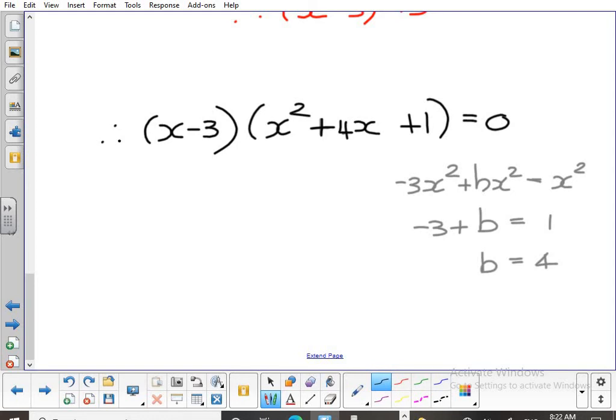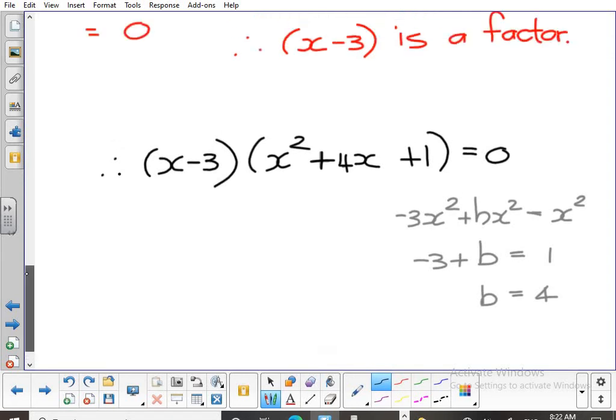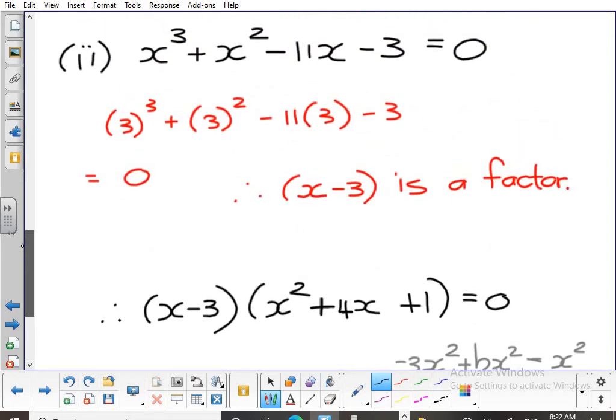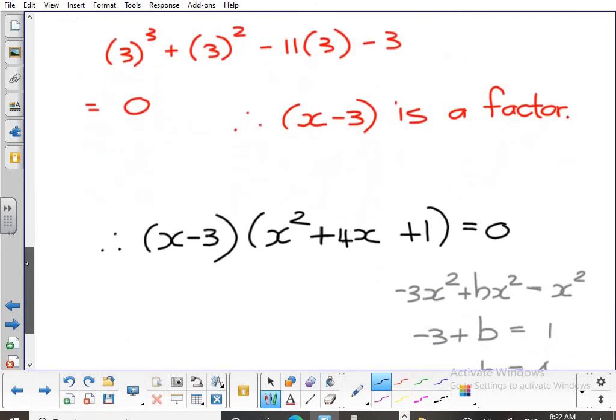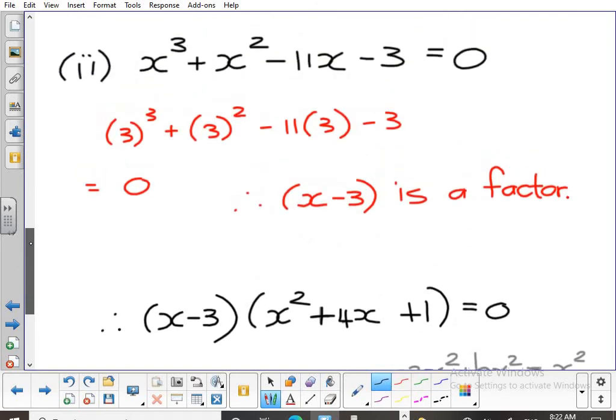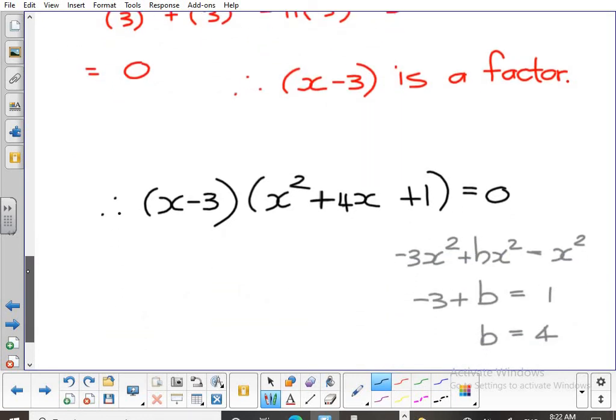So I said x minus 3 is a factor due to the factor theorem. And then I said, all right, and there I showed it, I worked it out on my calculator. And you would have seen when you did it on calculator, you get decimal answers. That's already a dead giveaway. And then I said x times what gives me that is x squared. And I said minus 3 gives me plus 1. And then I worked out b to be 4.